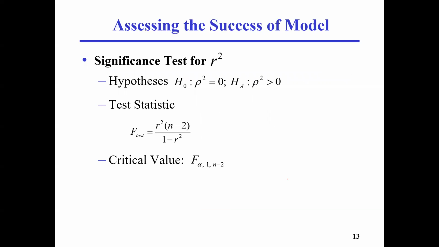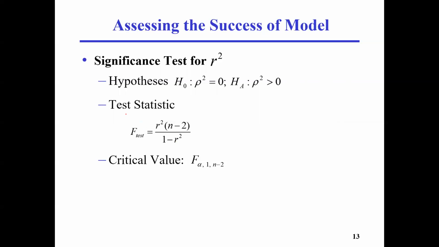And as before, we can still do significance tests for R squared. So the null hypothesis is that rho squared, okay, the population version of R squared, is equal to 0. And the alternative hypothesis is that rho squared is larger than 0. Okay, so this is a one-sided test, right? Because the alternative hypothesis is something larger than 0 instead of not equal to 0, right?